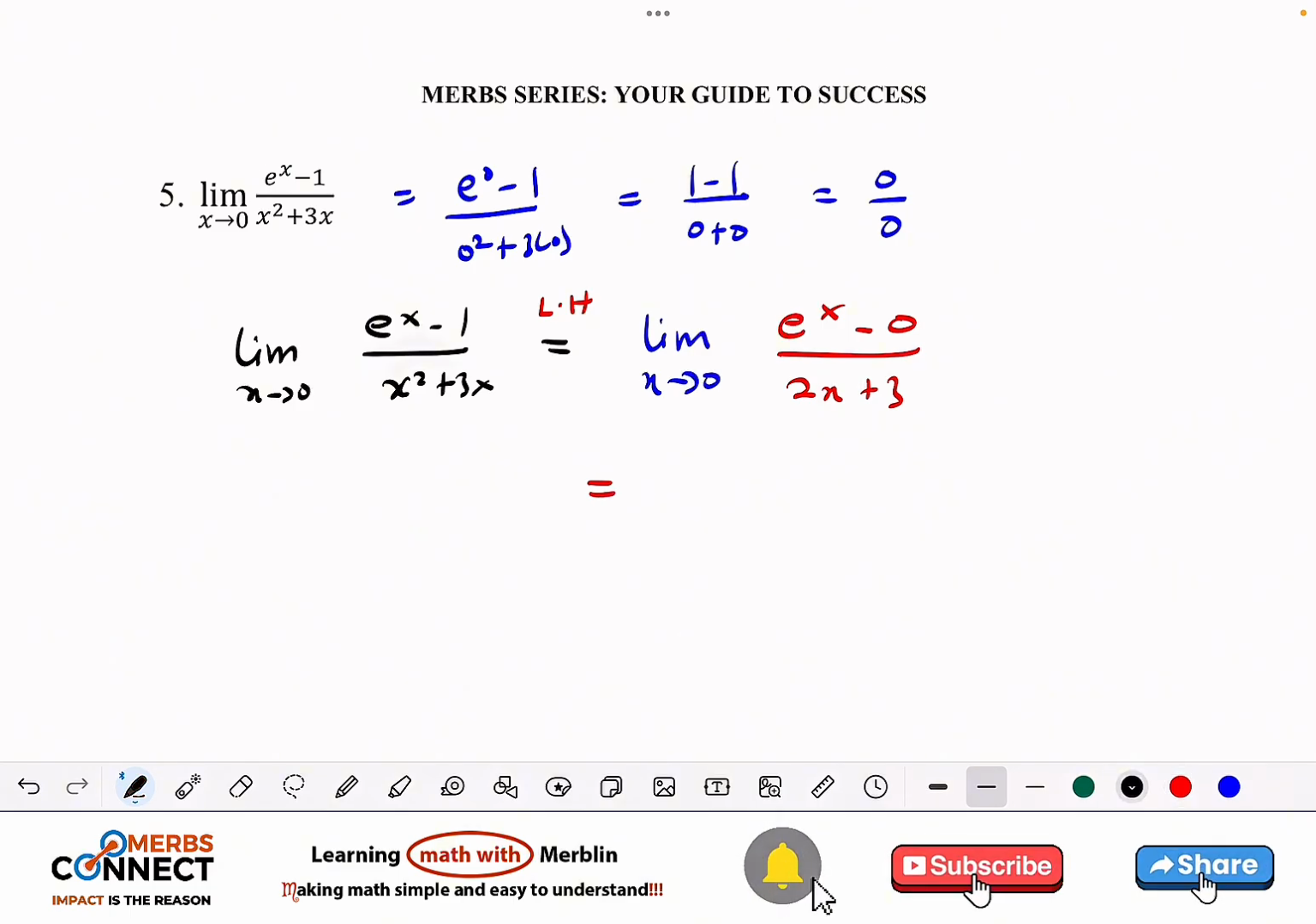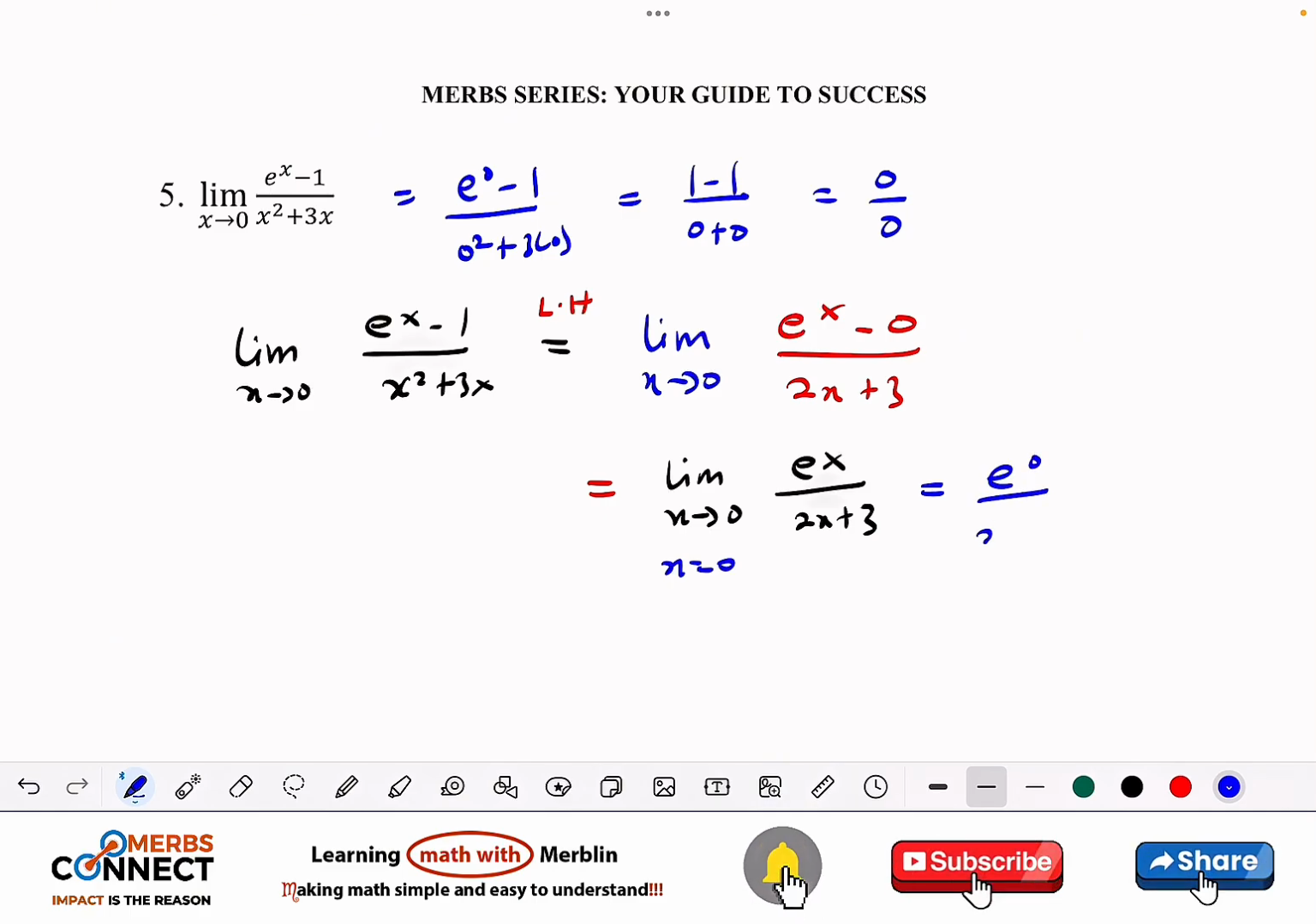Now, I want to simplify this, and I get e to the power x divided by 2x plus 3. Let's do direct substitution. Set x equal to 0. We get e to the power 0 divided by 2 times 0 plus 3. This is 1 divided by 0 plus 3, and this is going to give us 1 divided by 3.